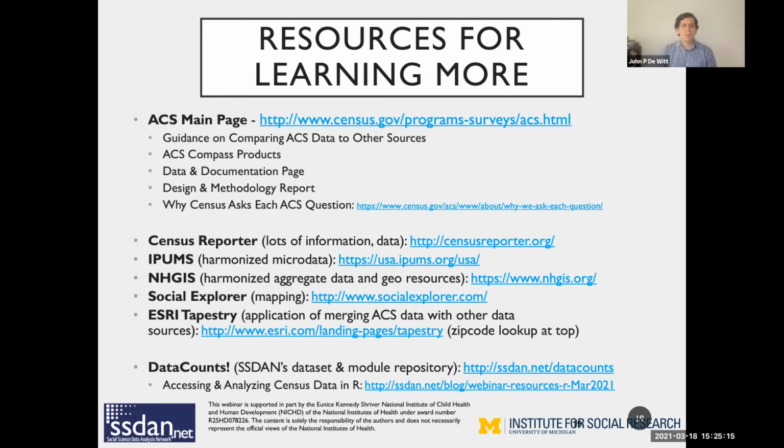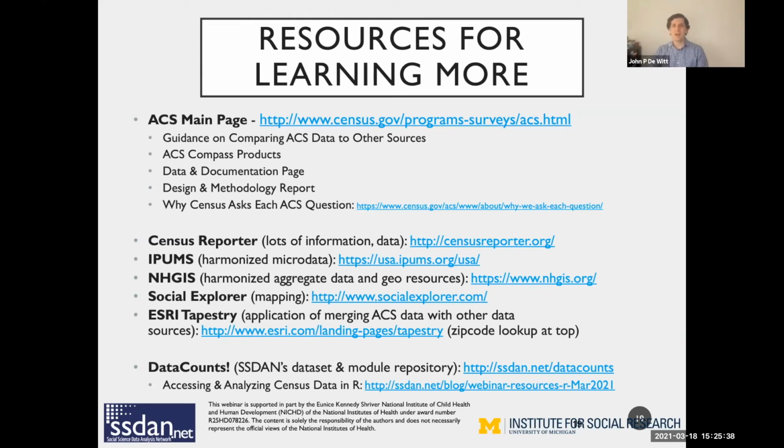The Minnesota Population Center also has IPUMS and NHGIS. One focuses more on the microdata, and the other focuses on the summary level data. But both of those go back as far as they can to the 1790 census, and they've harmonized the data over time. Social Explorer is a great tool for mapping.